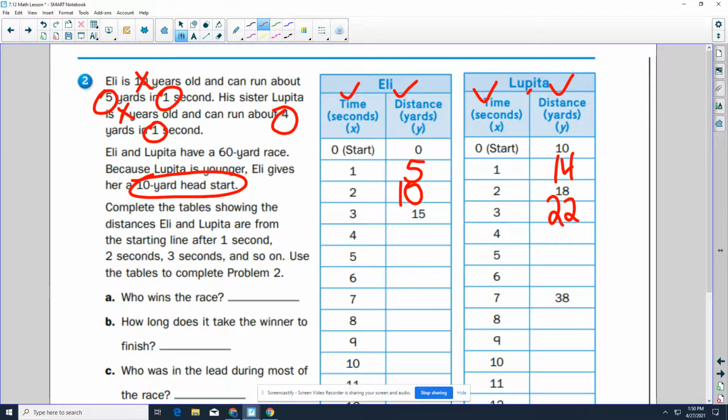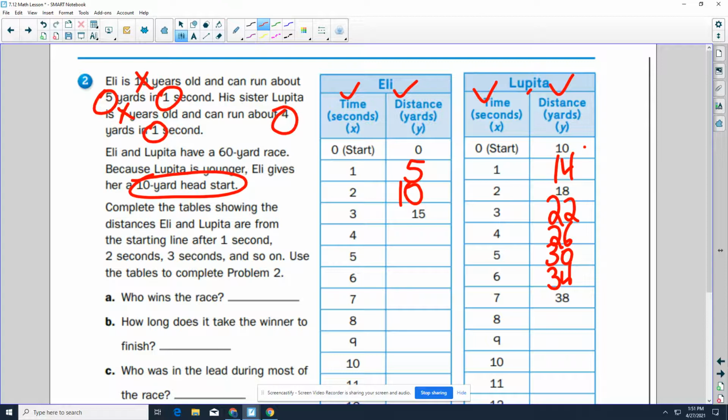Then at 4 seconds, she runs 26. Then she runs 30. Then she runs 34, and then you can fill in the rest there. Okay, so you can see here, because she got a 10-second head start, that already gave her 10 seconds without even starting. And then she just runs 4 yards per second. So you just keep adding 4 to that.